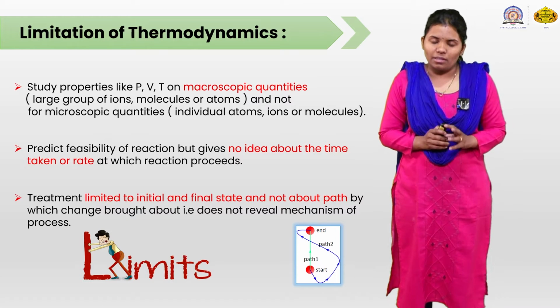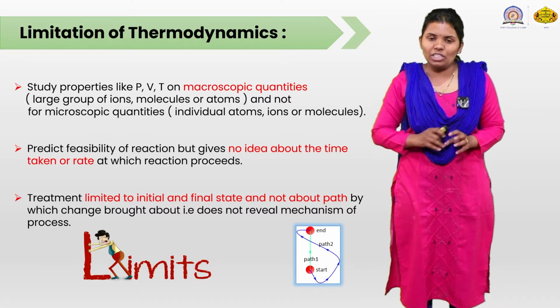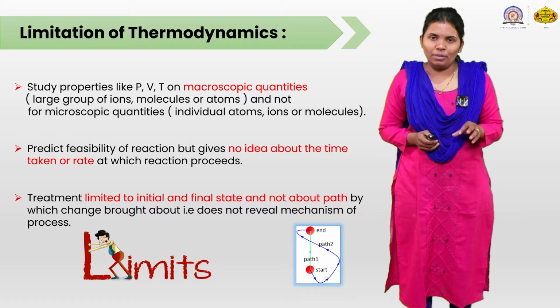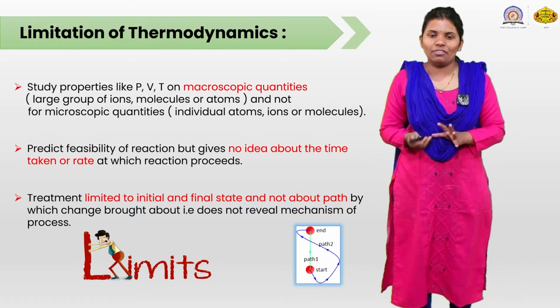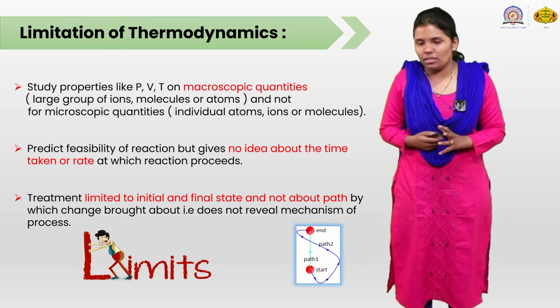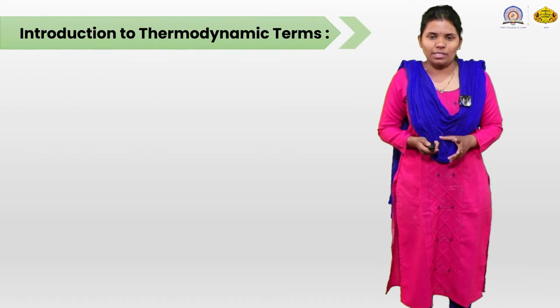Another limitation of thermodynamics is that it always depends upon the initial and final conditions, like P1 V1, P2 V2, these are the initial and the final conditions. It does not depend on which kind of path the system has followed. So, this is also a limitation of thermodynamics.